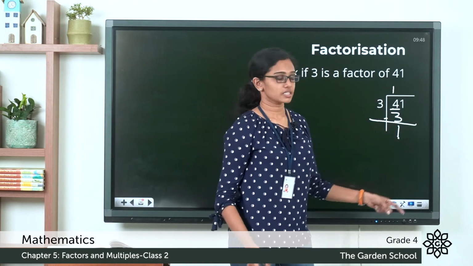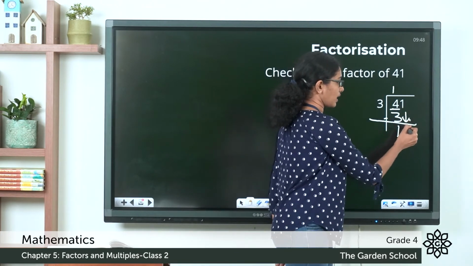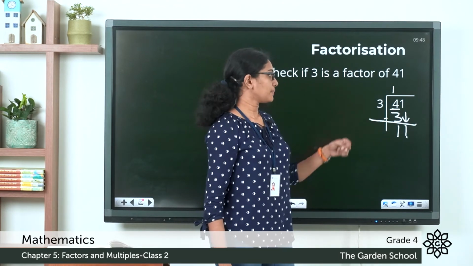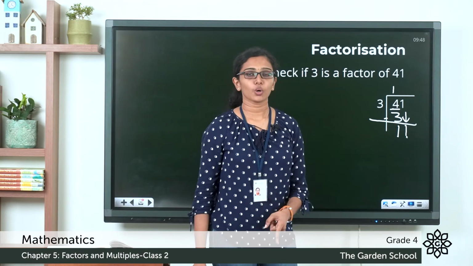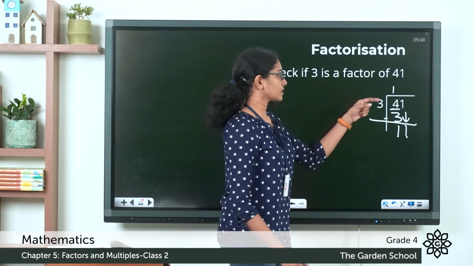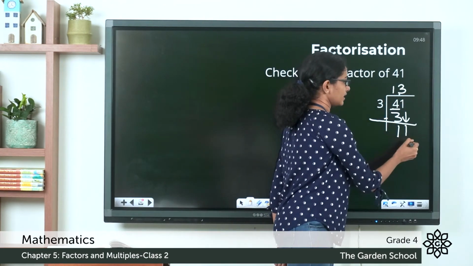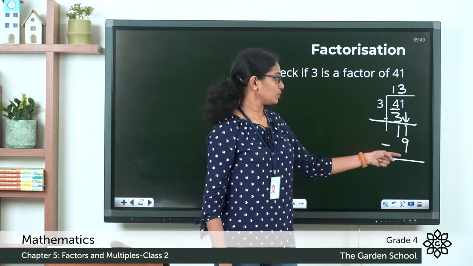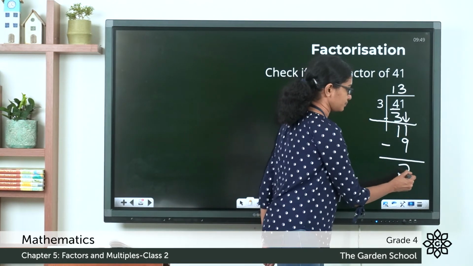Now, bringing the next digit down, which is the digit 1. Now, we have 11 here. Now, 11 divided by 3. How many 3s will go in 11? 3, right? 3 3s are 9. So, let's write 3 here. Now, let's write 9 here. Subtracting, the numbers give you 11 minus 9 is equal to 2.